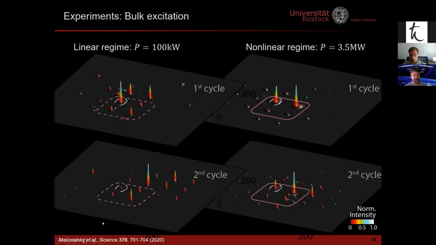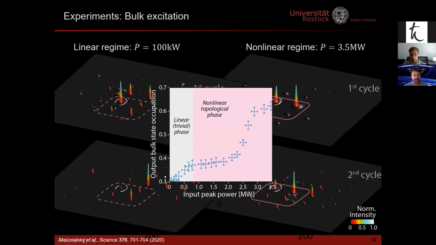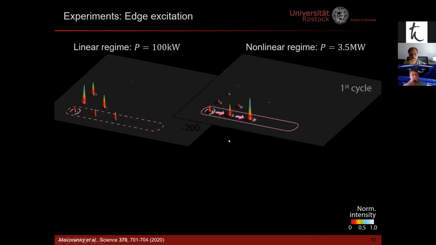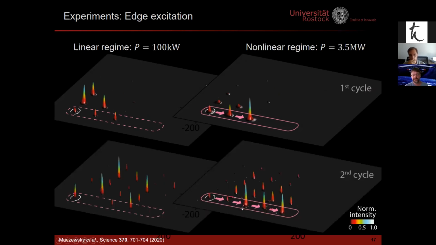But what is more important is also in the second cycle. So here again, this is the output bulk state occupation. So for low input peak power, light spreads, and then you get a localization for higher input peak power. But if you excite light at the edge, then in the linear regime, you see light spreads, but in the nonlinear regime, it remains at the edge, in the first and also in the second cycle.